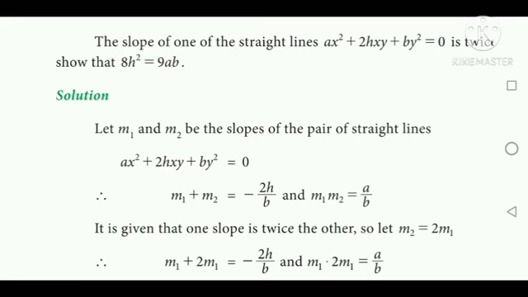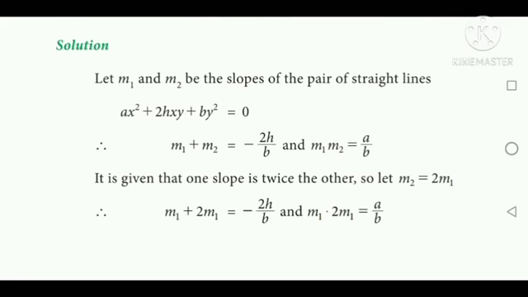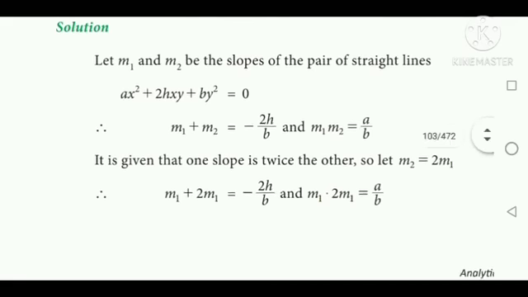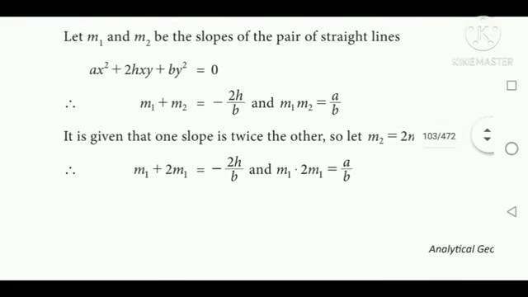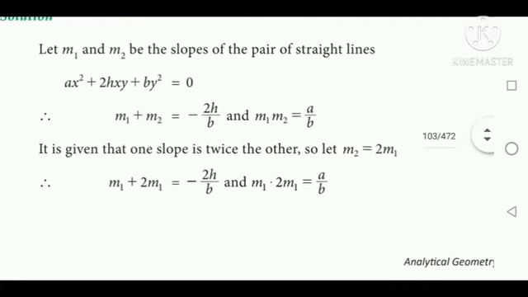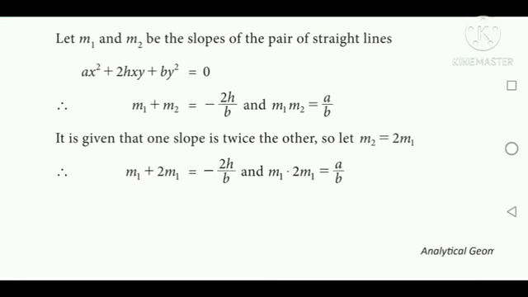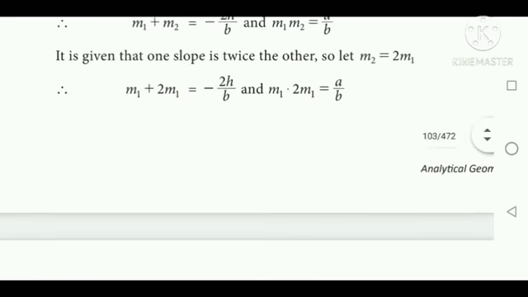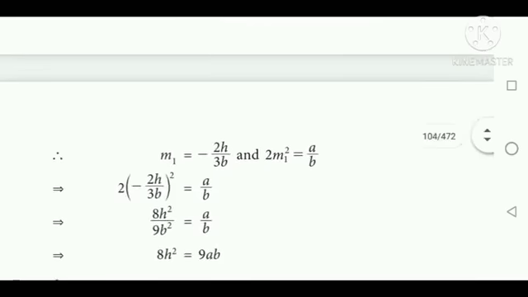Applying this, m1 plus m2 equal to minus 2h by b and m1 m2 equal to a by b. It is given that one slope is twice the other, so let m2 equal to 2 times m1. In the place of m2 I am writing 2m1. Likewise in the product we write m1 into 2m1 equal to a by b. So m1 plus 2m1 equal to 3m1 equal to minus 2h by b. Then m1 equal to minus 2h divided by 3b.